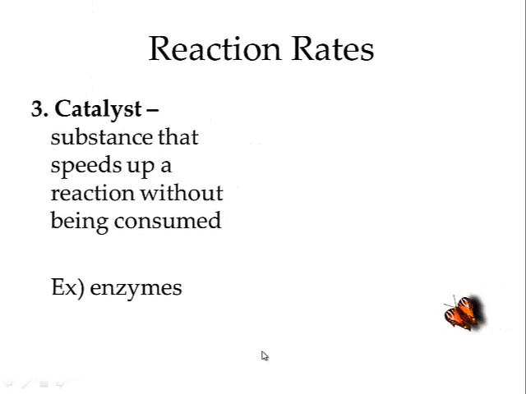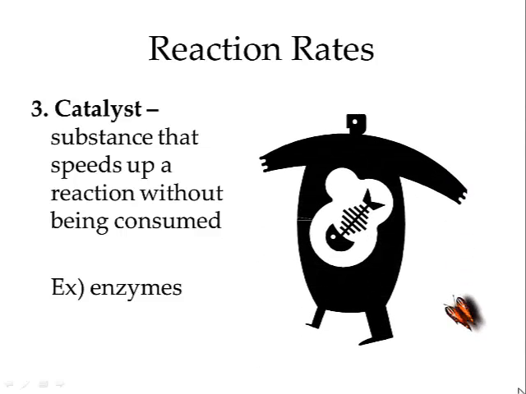An example of a catalyst would be the enzymes that are found in your stomach. Enzymes in your stomach help to break down the food that you eat so you can digest it more efficiently. We'll talk a little bit more about catalysts next week.